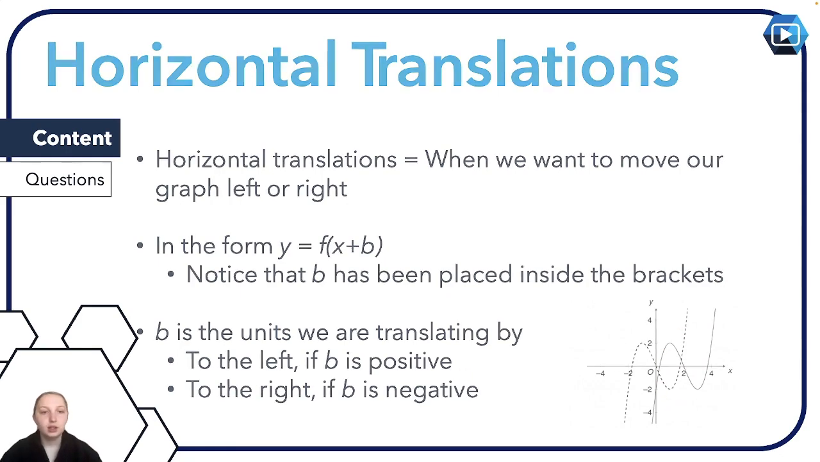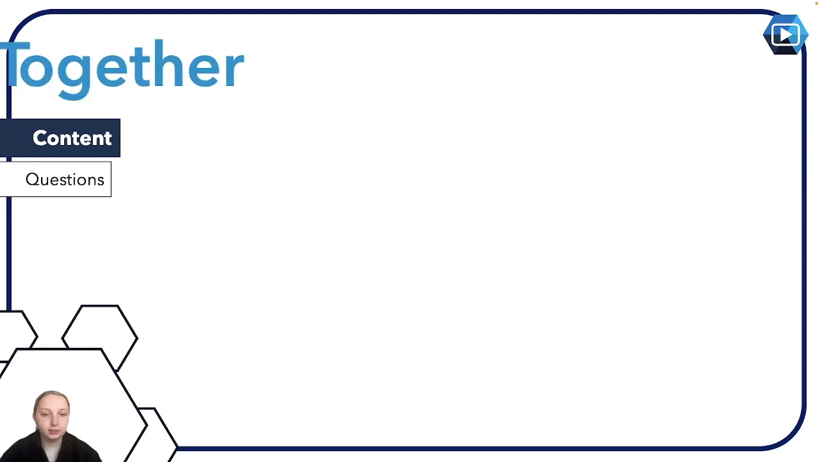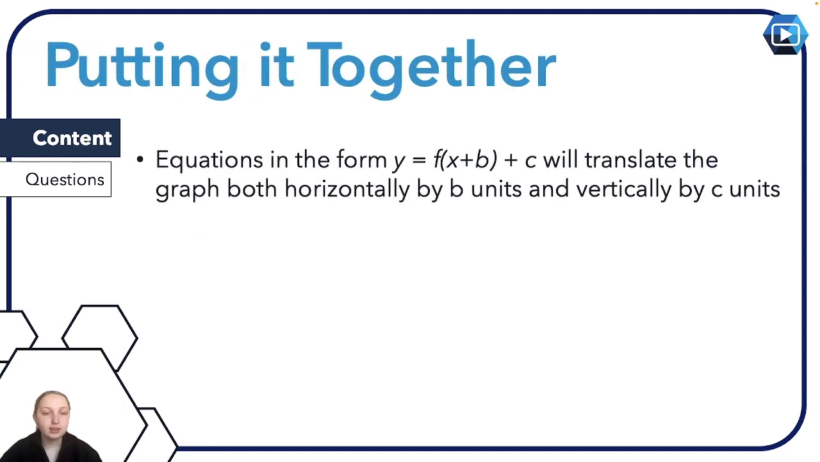To put these kinds of translations together, equations in the form y equals f(x plus b) plus c will translate the graph both horizontally by b units and vertically by c units. When you're doing translations, it doesn't particularly matter whether you do the horizontal or the vertical translation first. The order matters more when you're doing dilations, but we'll have a look at that later.